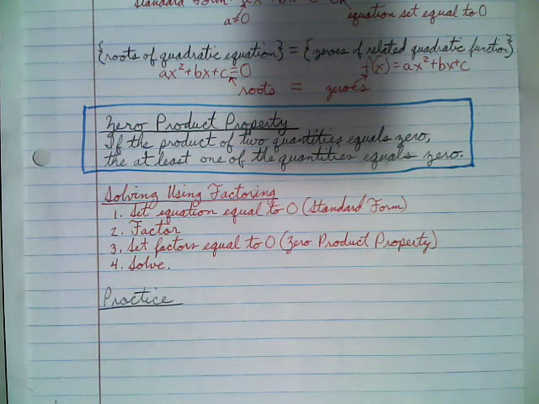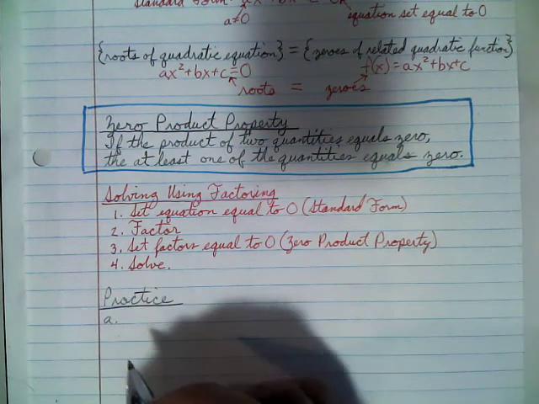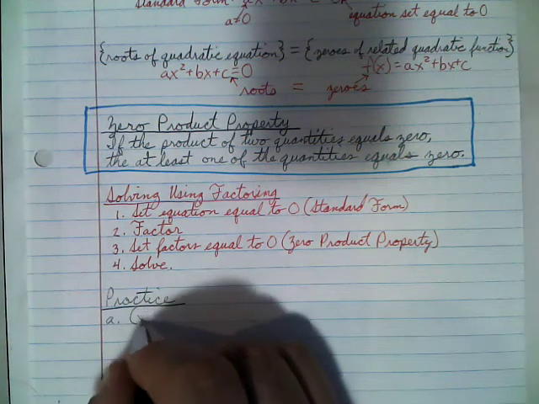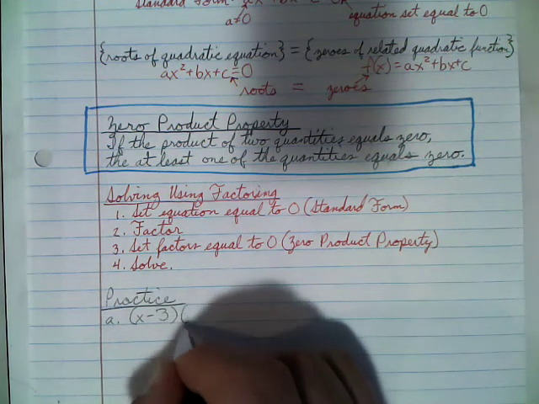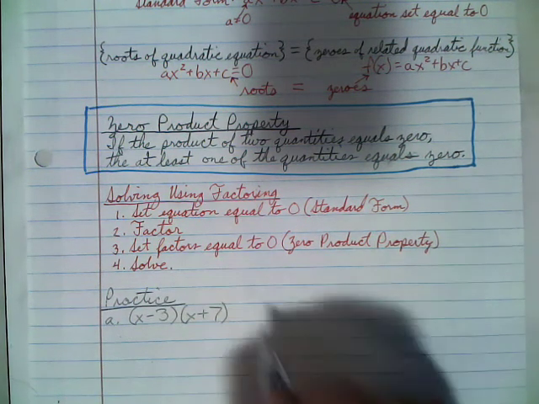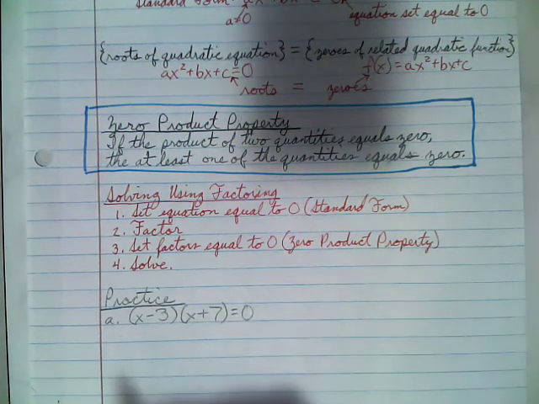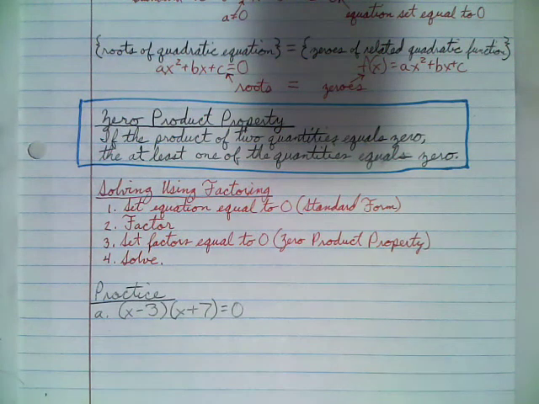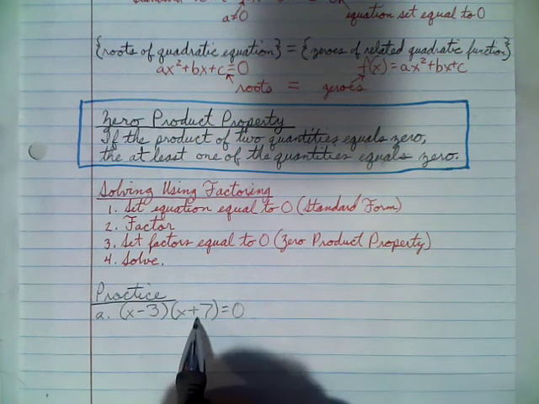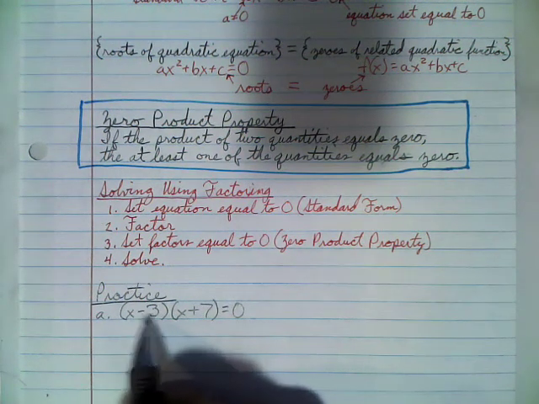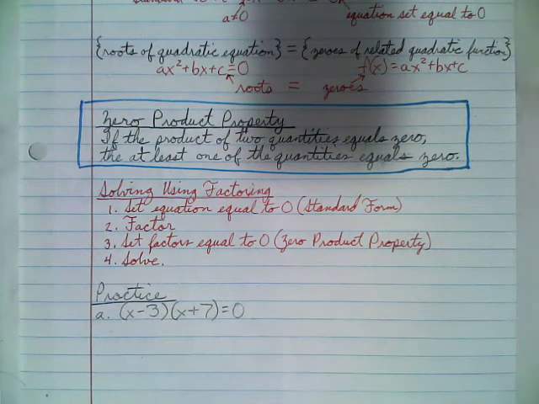So, A, we're given the equation x minus 3 times x plus 7. So the quantity x minus 3 times the quantity x plus 7 equals 0. So first of all, step 1, set the equation equal to 0. Well, that's all set. Step 2, factor. Now, this is obviously factored. We do need to give a quick glance, and it's going to be very quick, just to make sure there's nothing we can factor out of this and nothing we can factor out of that. No. So actually, steps 1 and 2 are already set here.